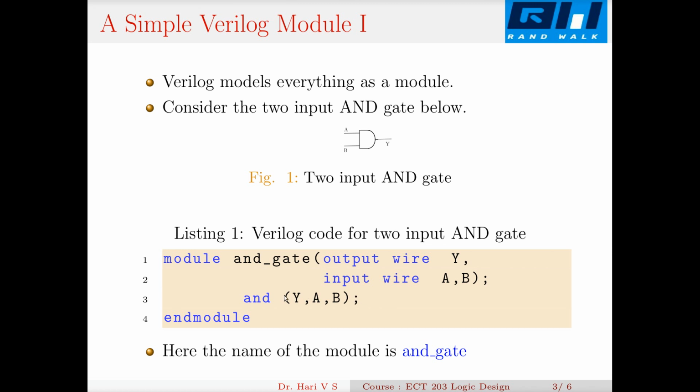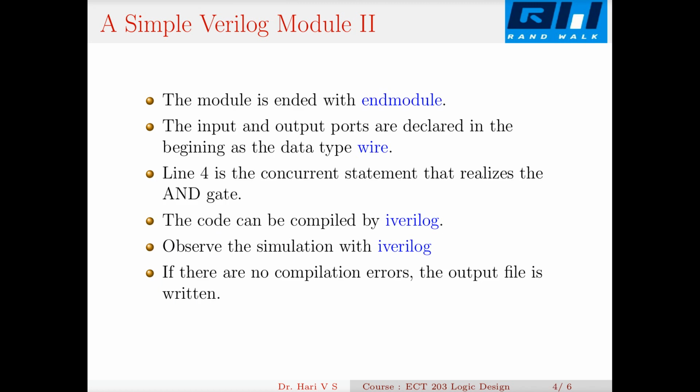Now the concurrent statement within this module is and (Y, A, B), meaning that A and B are ANDed, and the output is Y equal to A and B. That creates my module. The name of the module is AND underscore gate. This I already told you. Line 4 is a concurrent statement.